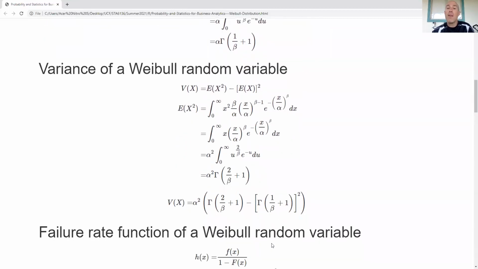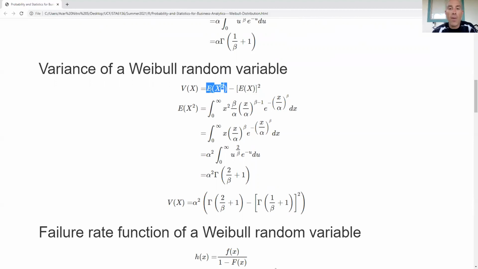The variance is going to use the exact same u substitution, but it's a little bit trickier because instead of taking the expected value of x, I take the expected value of x squared. So it's a little bit more cumbersome. To get the variance, I'm going to use the formula: expected value of x squared minus the expected value of x, squared, on the outside. I know what this part is because we just calculated it. This part I need to figure out.